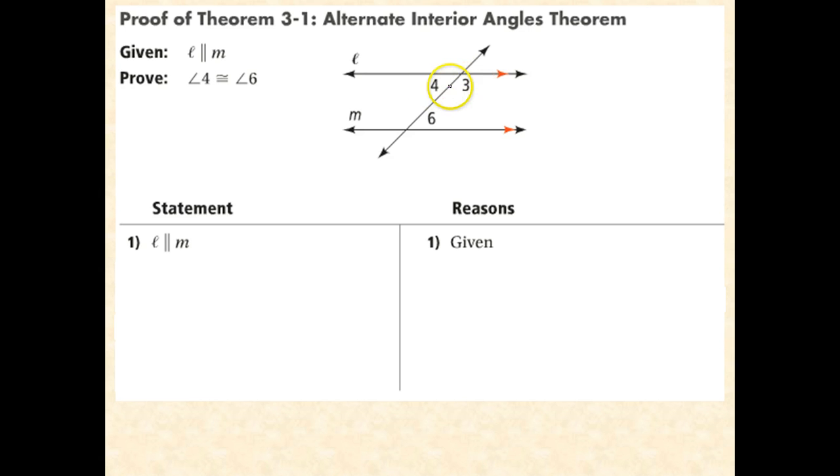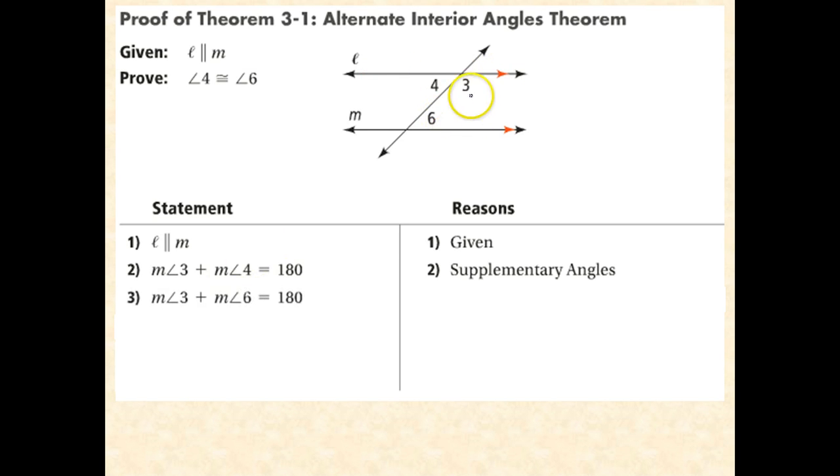So angle 4 is supplementary to angle 3 because the measure of angle 3 plus the measure of angle 4 is 180 degrees, and that's the definition of supplementary angles that you get from a linear pair. The measure of angle 3 plus the measure of angle 6 equals 180 degrees because of the same side interior angles postulate. Same side interior angles, when you have two parallel lines cut by a transversal, are supplementary.